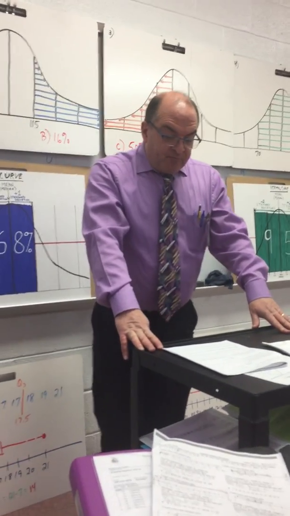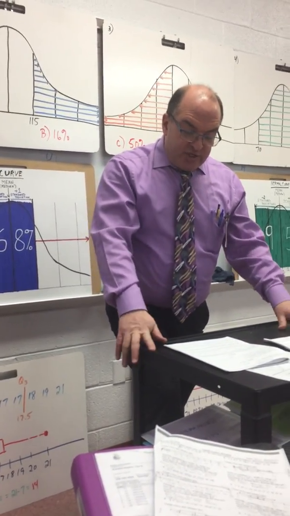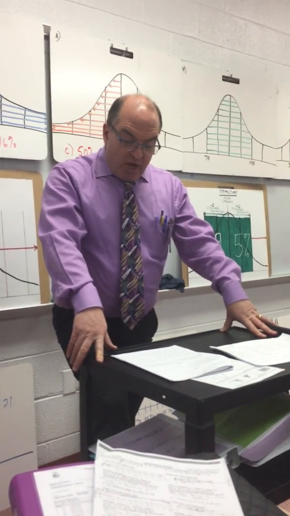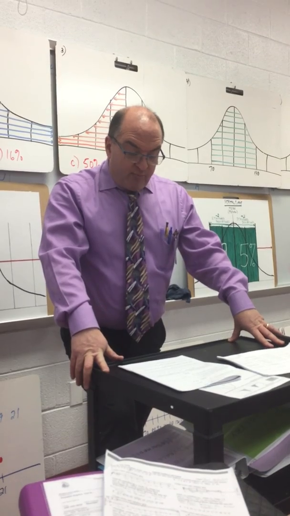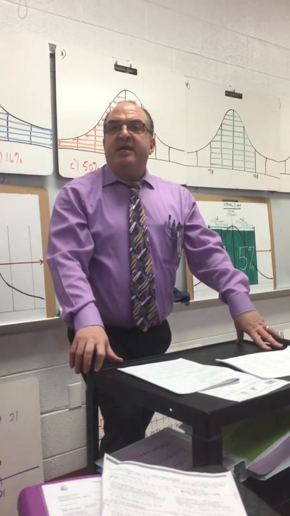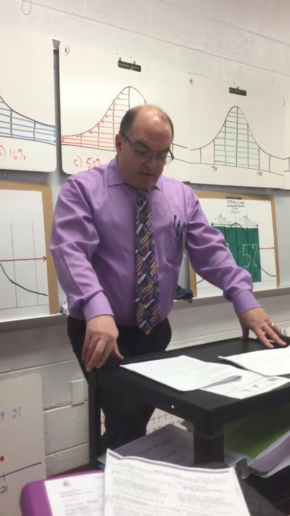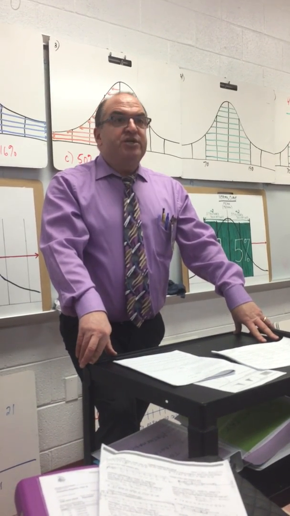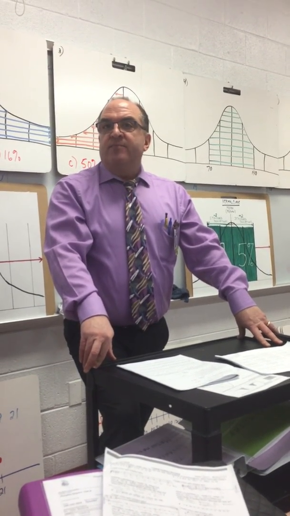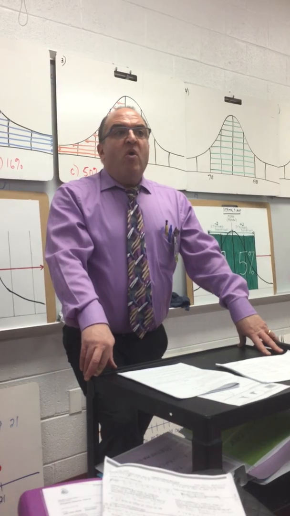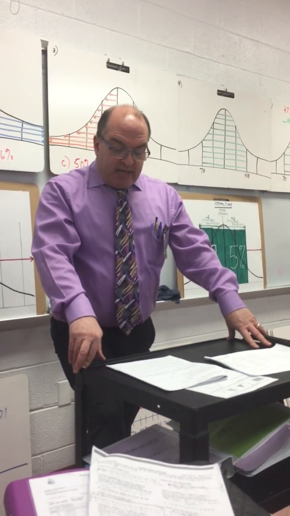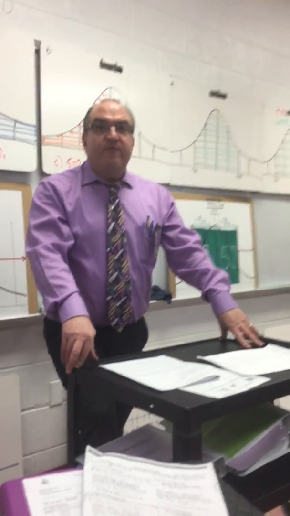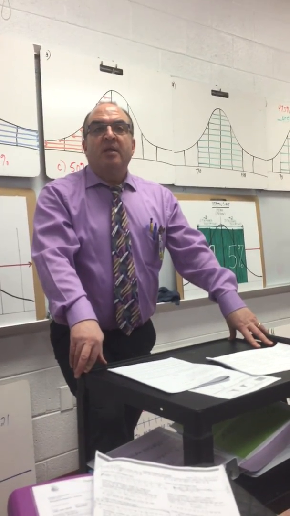Number 15. How would you expect the variation to differ, high, moderate, or low, between the speed of cars when there's a speed camera present? If there's a speed camera, how would the variation differ in the speed of cars? It would be low. Why? Because no one wants a ticket. Please write that down for number 15.